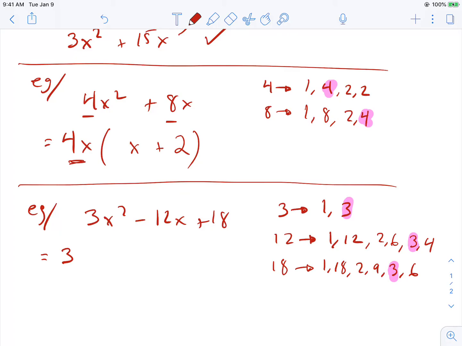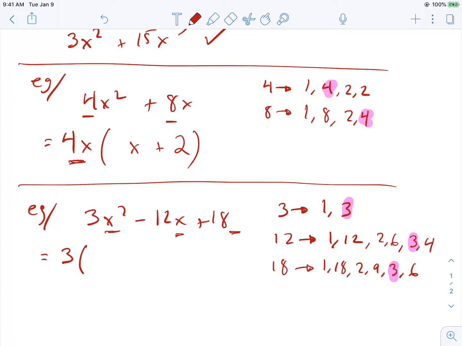Then we look at variables. This thing has an x squared, perfect. This thing has an x, good, we can take out the x, but this thing does not, which means you cannot take out a variable. It has to be common between all of your terms. So for variables, we can't take it out. The only thing we could take out is a 3.